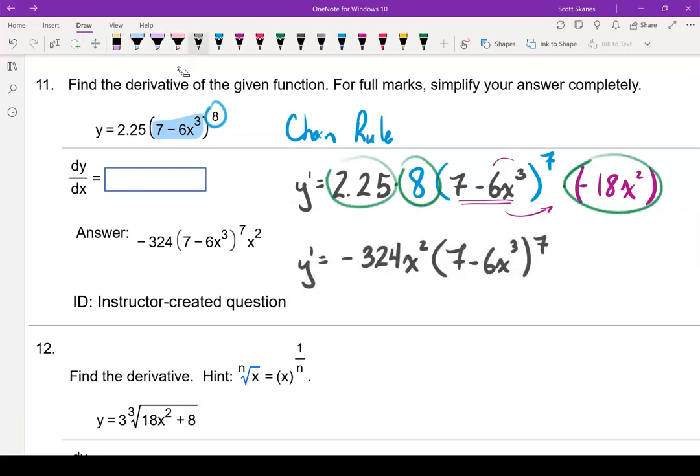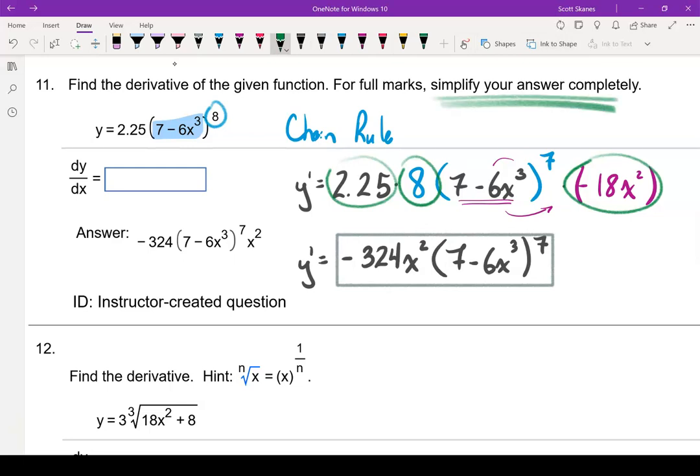So when it said in the question to simplify your answer completely, it was talking about the green parts. So the constants multiply because they're easy enough to multiply. Don't multiply anything out that has a power on the brackets because that's not going to be easy or useful.